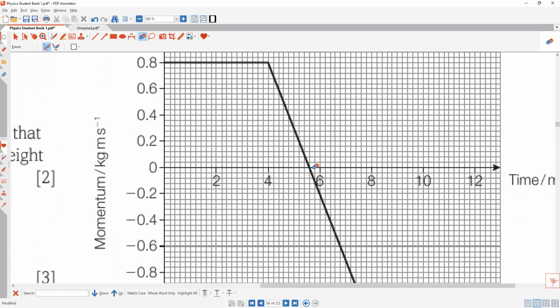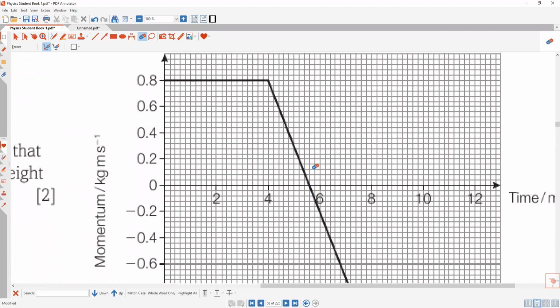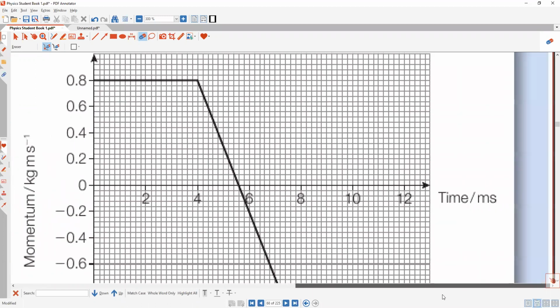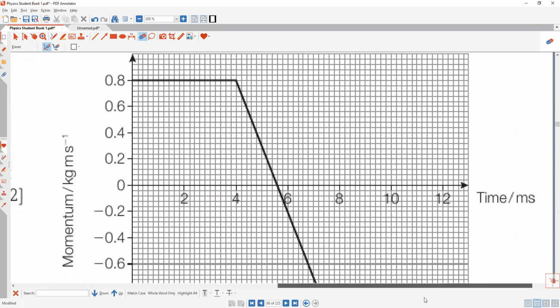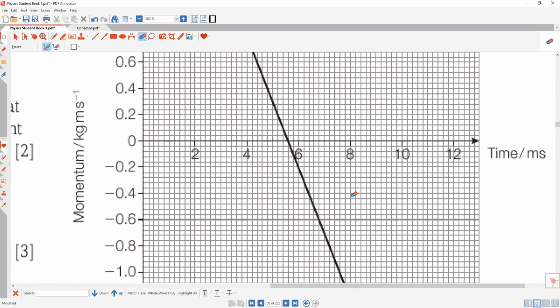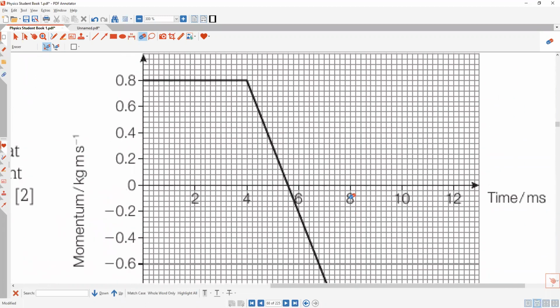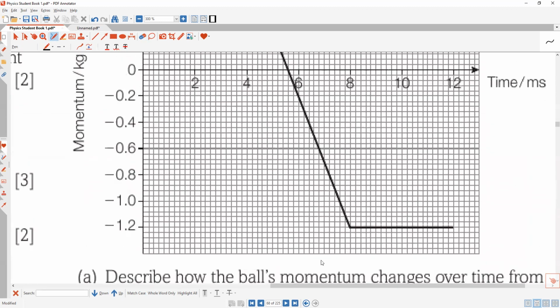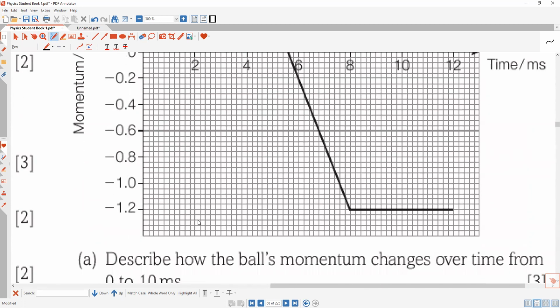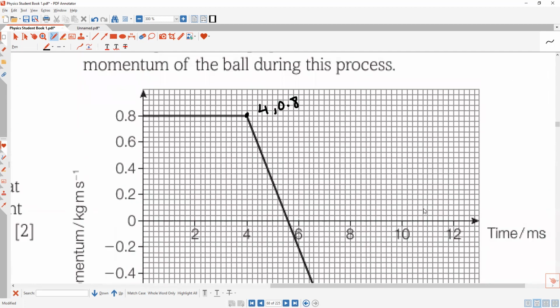You have to find the gradient. You need to know how much momentum is changing per second or per millisecond. Here it is given in milliseconds. So let's find the gradient. Momentum in kg meter per second: at 4 it is 0.8, and at 8 it is minus 1.2. Use y2 minus y1 divided by x2 minus x1 to find the gradient.